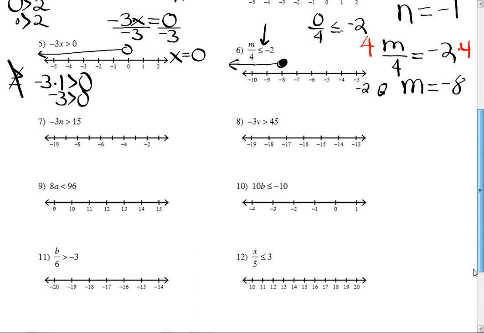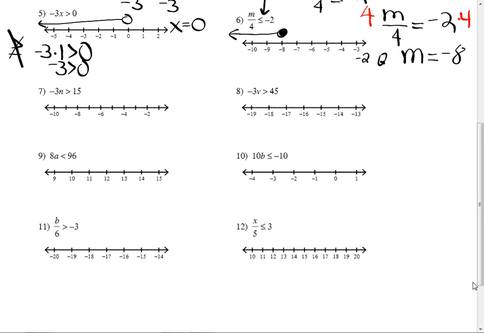Let's try another one. You guys try this one. Where's the boundary here? Okay, so you had to solve for that.